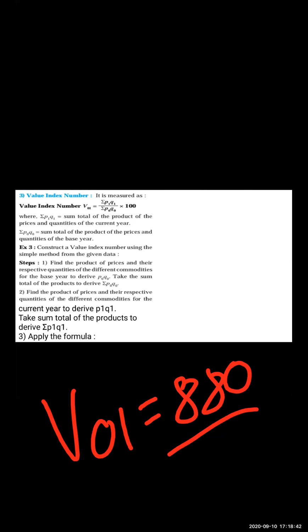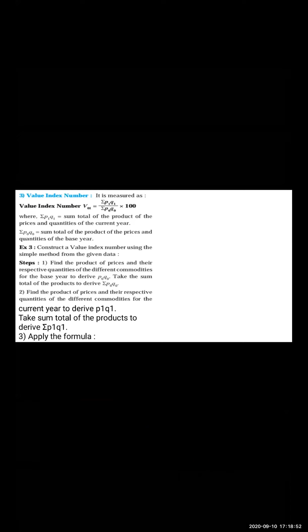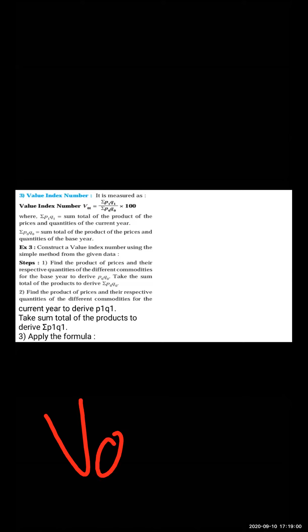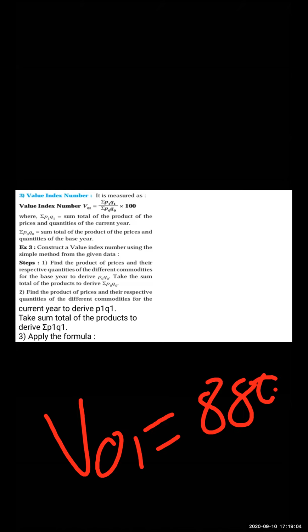880 divided by P0Q0. Yes, good. 100 into 100. What is the answer? Yes, 880 is the answer. So you all are going to write the last step, that is V01 is equal to 880. Any doubt?